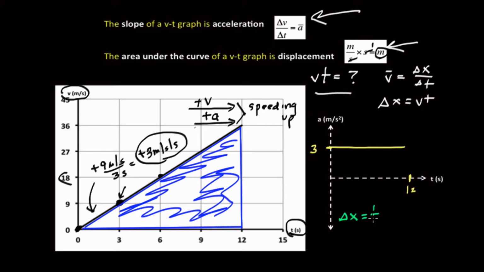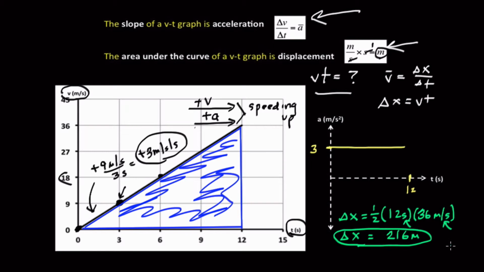So delta x is 1/2 the base of this thing. It runs 12 seconds across, so it's 12 seconds, and the height is 36 meters per second. That's its total change in velocity. 1/2 of 12 is 6. 6 times 36 is 216 meters. Make sure you put your units, and we see that the product of the units gives us meters too. A second times a meter per second, so we have to always deal with units, does give us a meter, so this works out.